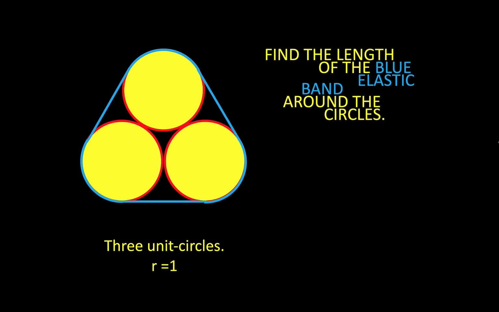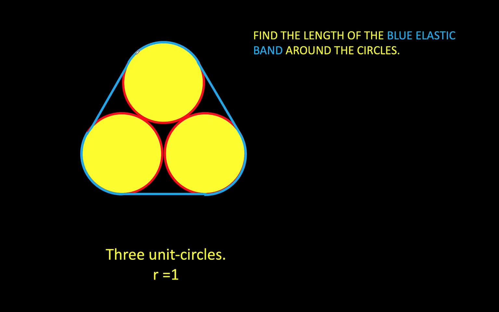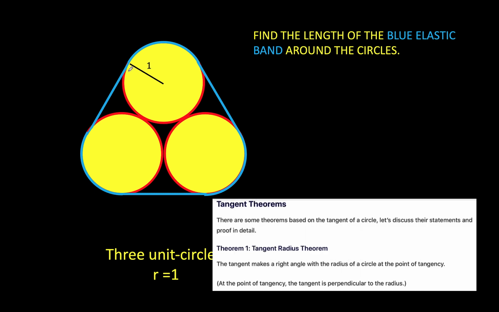Now let's solve this problem together. Let's begin to note that this blue elastic band is tangent to the circles. From the center of the top circle, let's draw a radius that intersects the elastic band at the point of tangency with the circle. The radius is 1 unit, and there's a theorem that says that that radius is perpendicular to the tangent line at the point of tangency. So we have here a right angle.